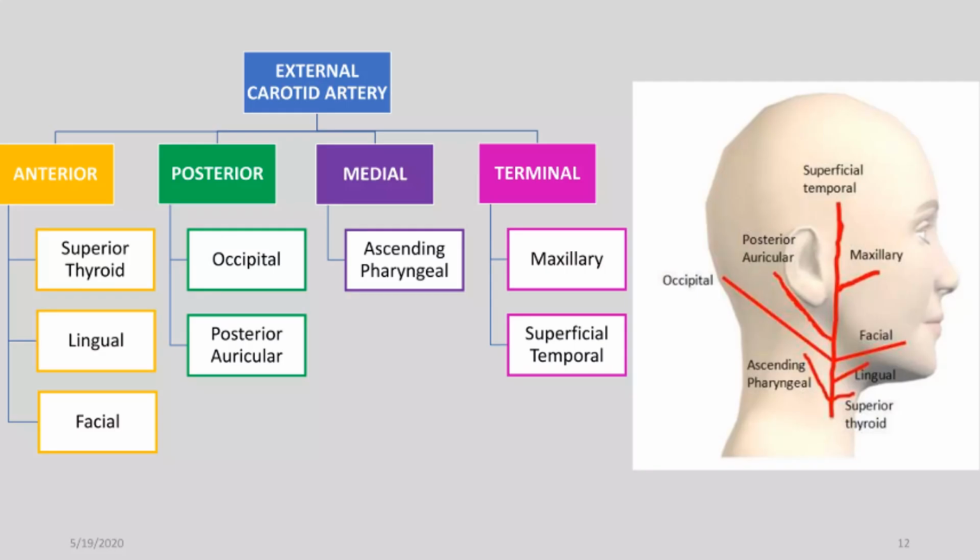So we will be learning about each of these arteries in detail in our upcoming videos.